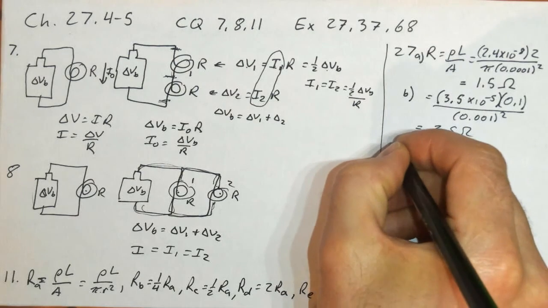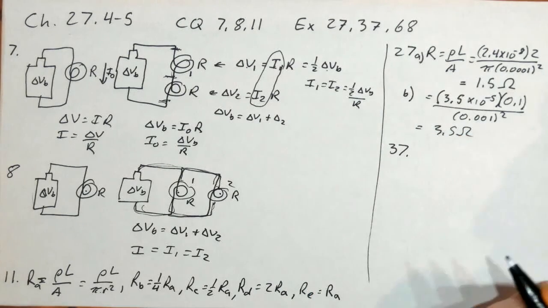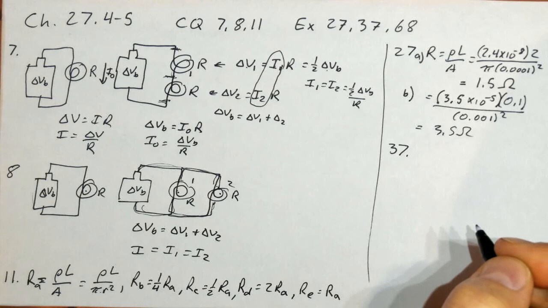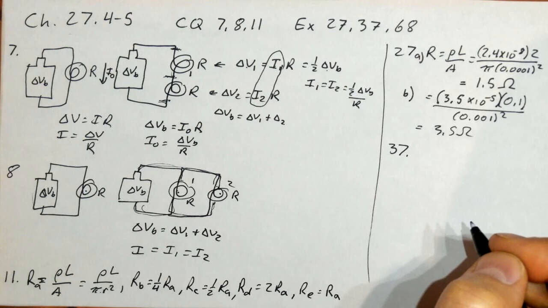Okay, let's move on to 37. So for 37, we again are trying to find the resistance.